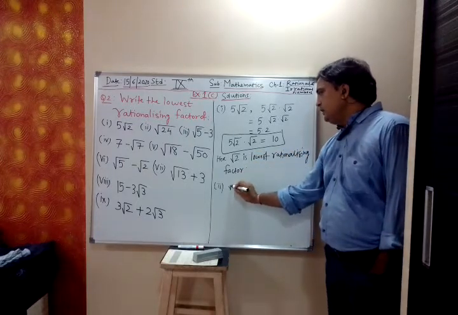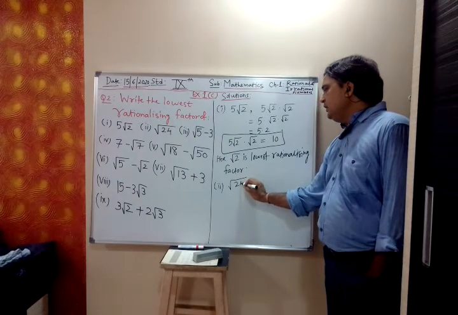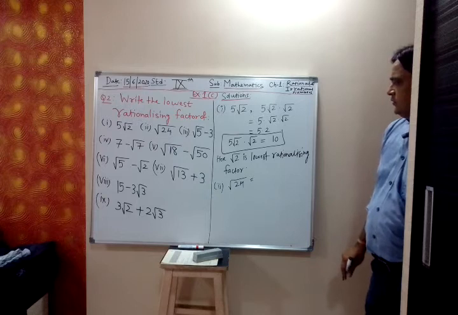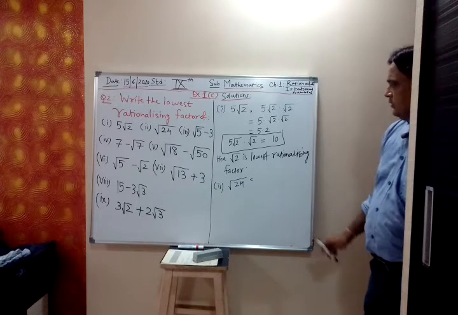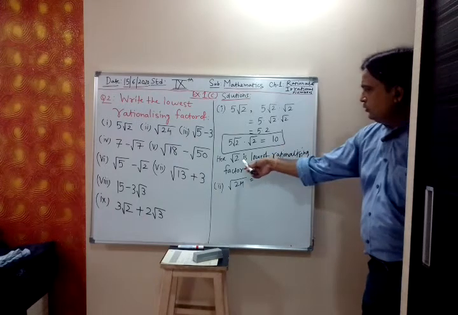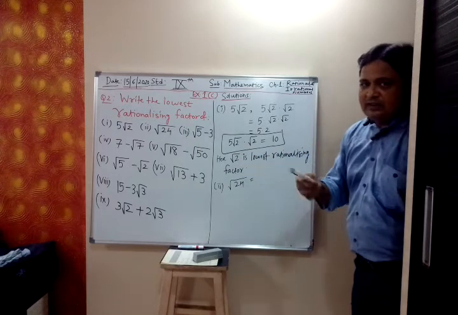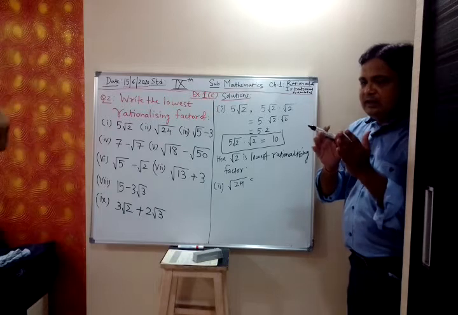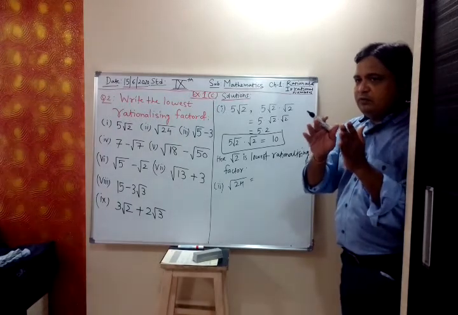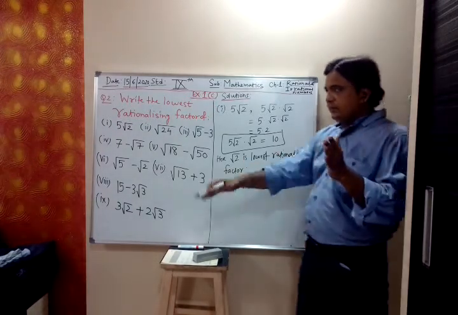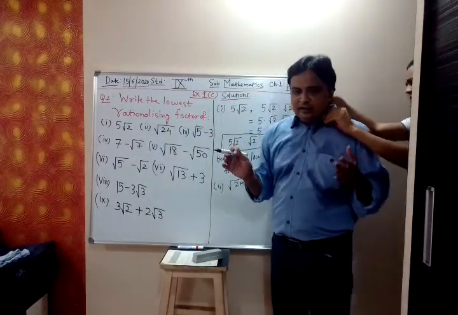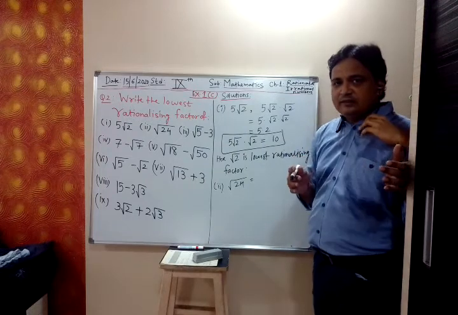5 root 2 is the given number. That number we are multiplying by root 2, so that it becomes 10. And 10 is a rational number.